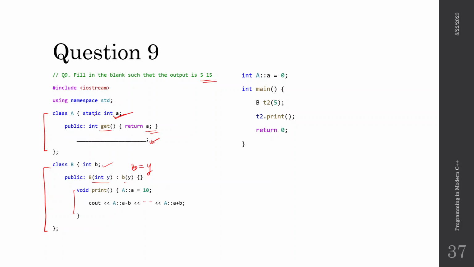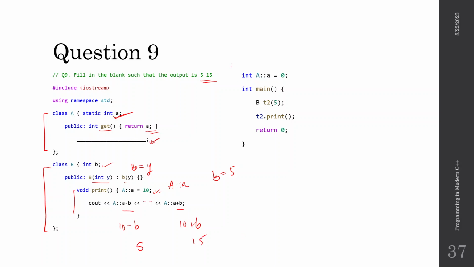You can see that small a, the data member, is a static data member, so we can access it without any object. So we can write A::a to access it. We are setting it to 10, and then we are printing a minus b and a plus b, so it will be 10 minus b and 10 plus b basically. Now we want the output to be 5 and 15, so basically b is 5. If b is 5, then it should print 5 and 15.